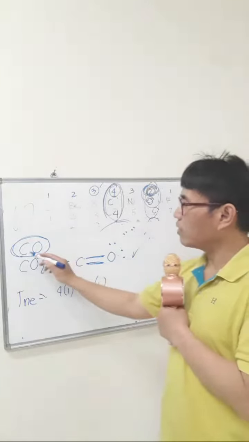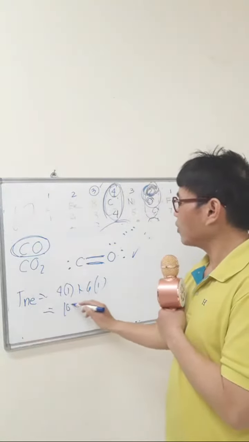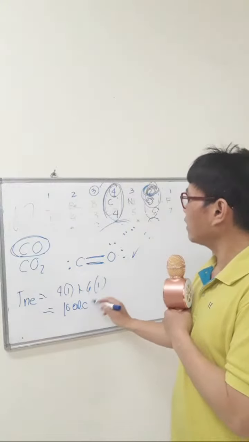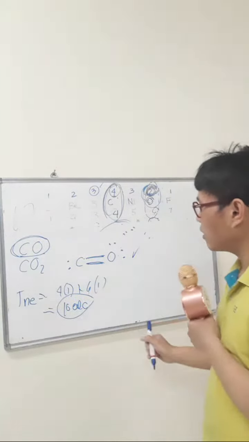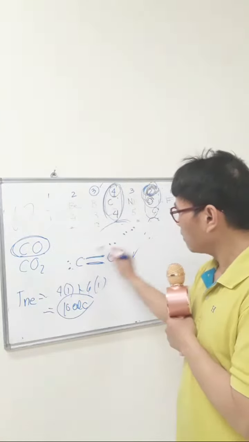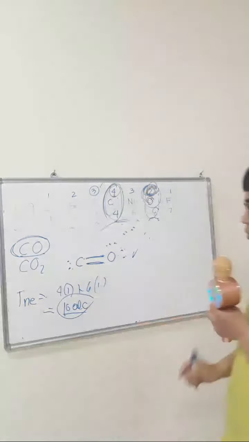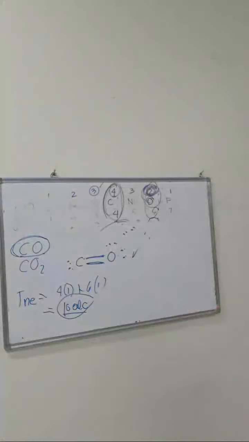Subscript nothing, equal to 1. So that is 10 electrons now. Let's count: 1, 2, 3, 4, 5, 6, 7, 8, 9, 10. So if these are the electrons, we need to add more bonds.